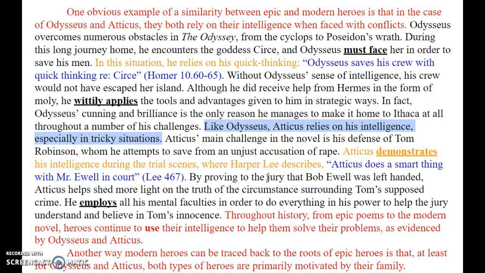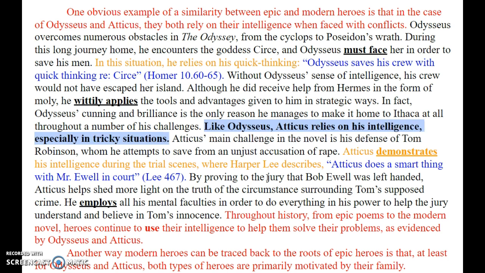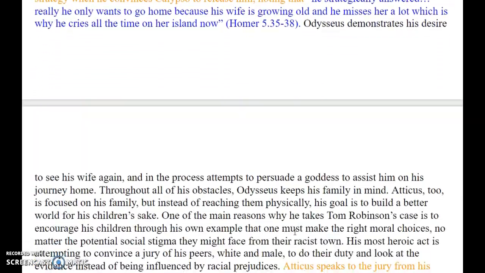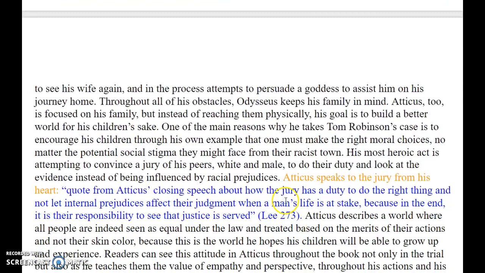When you find that transition, I want you to turn it bold. Okay? So you should have one of those in every paragraph. And my transition phrase here is like Odysseus, right? That's my key. That's the thing that ties the first part of my paragraph to the second part. My second paragraph, let's look and see if I have one.